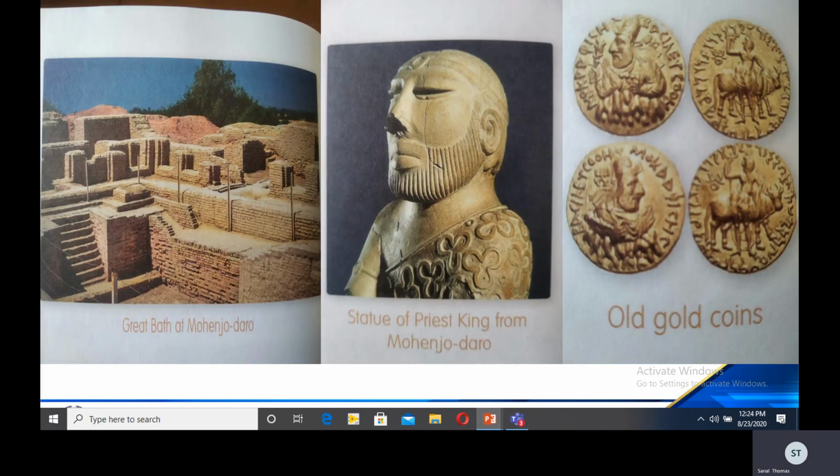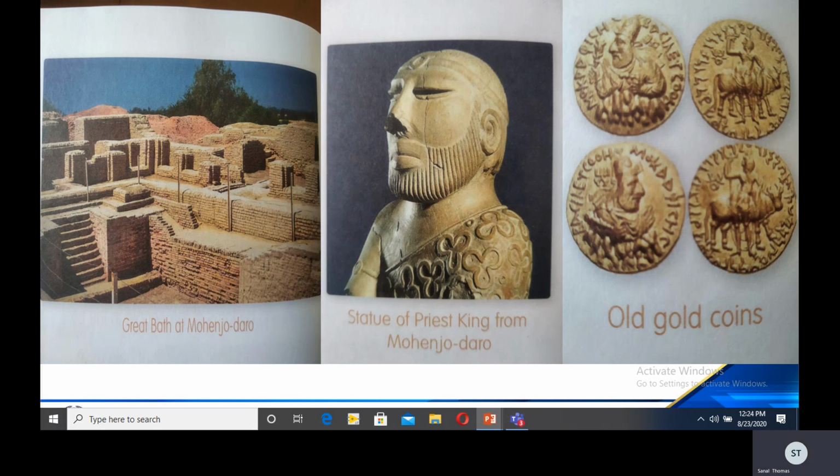Here again you can see some three pictures. The first one, great bath at Mohenjo-daro, statue of priest king from Mohenjo-daro, and some old gold coins. So what are the different things that you see in the picture and what information can you get from each one of them? Think. So the pictures are of coins, monuments and artifacts.